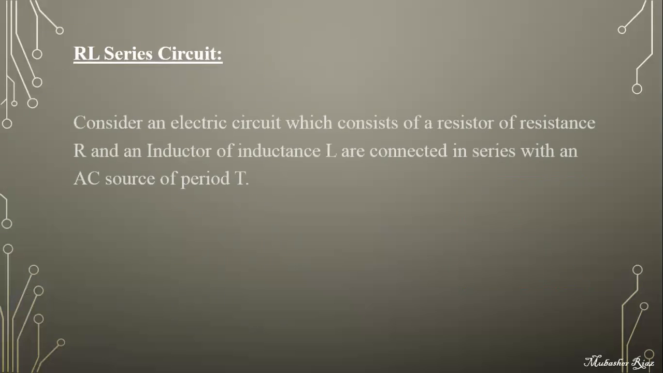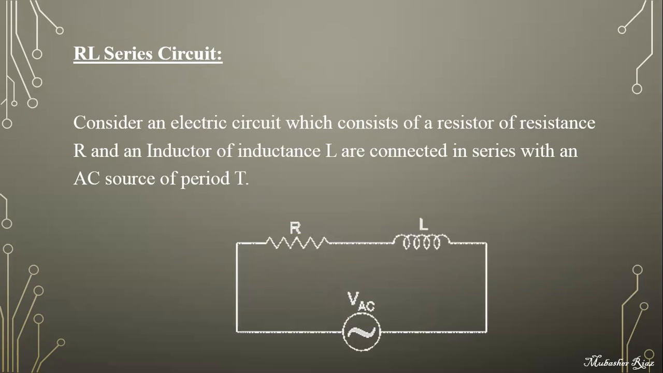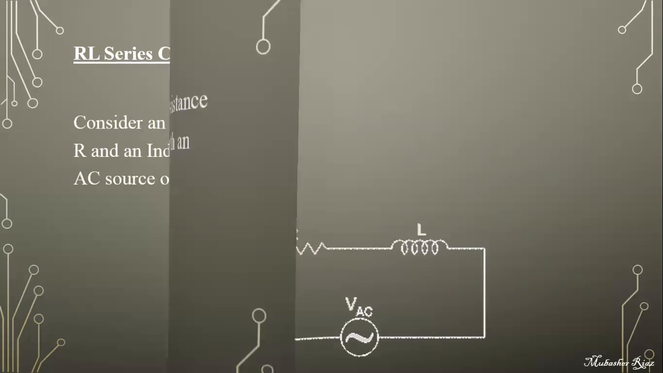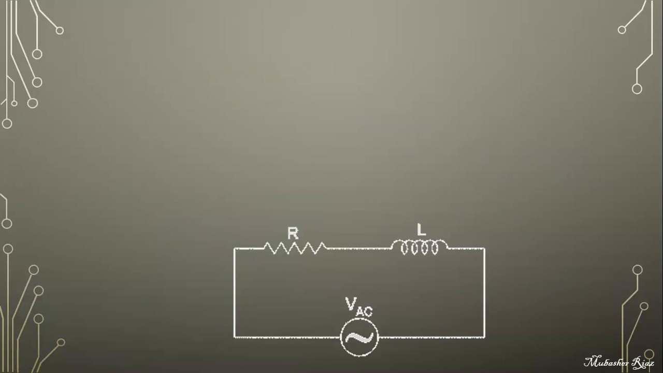So for this purpose, let we have an electric circuit which consists of a resistance and an inductance, and they are connected in series with an AC source having period T. So this is an electric circuit which consists of two components, resistance and inductance. Again, in series combination, the total voltage is divided across these components. Voltage drop across resistance is VR and across inductance is VL.